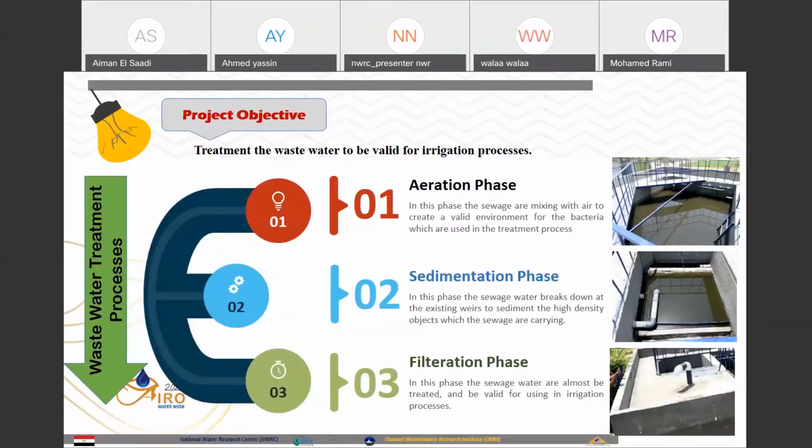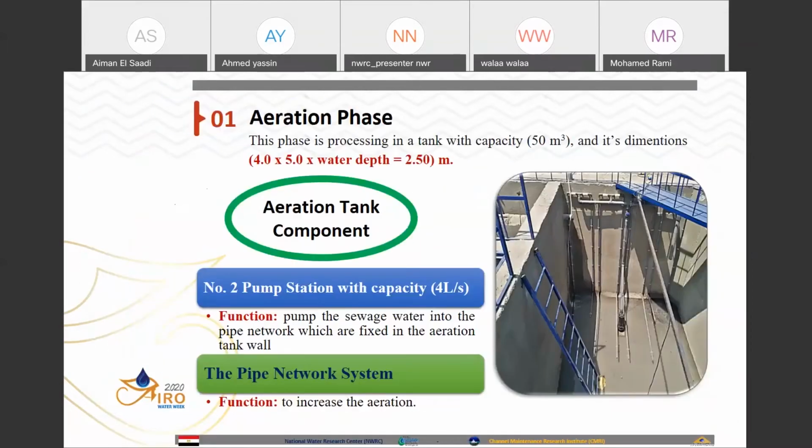The plant is divided into 3 phases. The first phase is the aeration phase, then the sedimentation phase, then the filtration phase. Let's start with the aeration phase. This phase is processed in a tank with a capacity of 50 cubic meters. It contains 2 pump stations and the pipeline network.